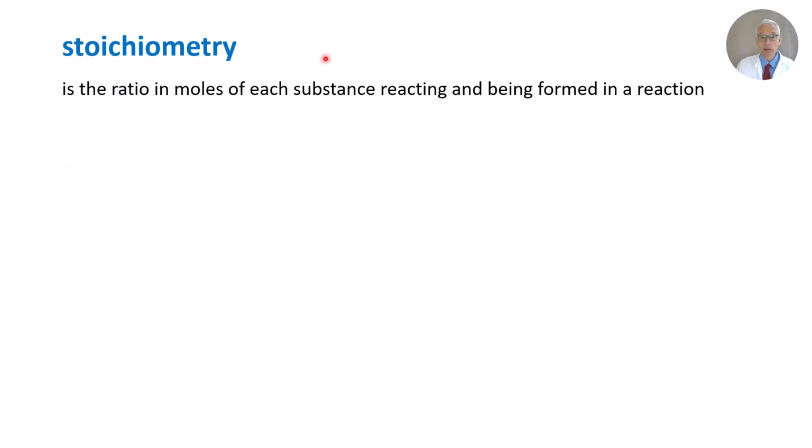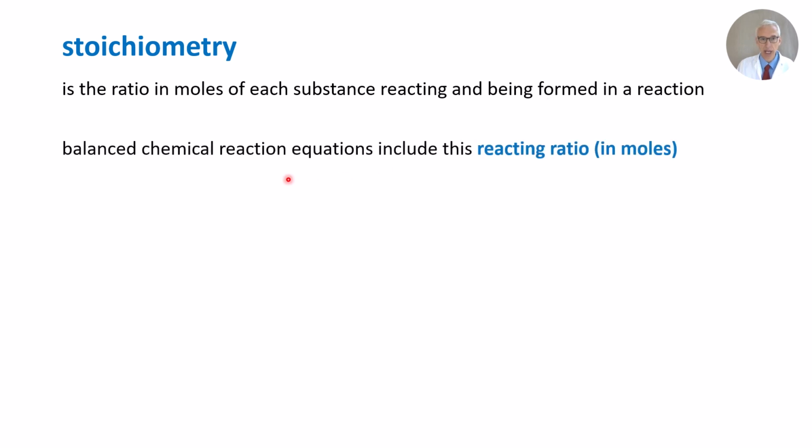The reacting mole ratio is the ratio in moles of each substance reacting and being formed in a chemical reaction. And of course, this is seen in the balanced chemical reaction. For example, the reacting ratio between hydrogen and oxygen is 2 to 1, and the formation of water is 2. So we have a ratio of 2 to 1 to 2.